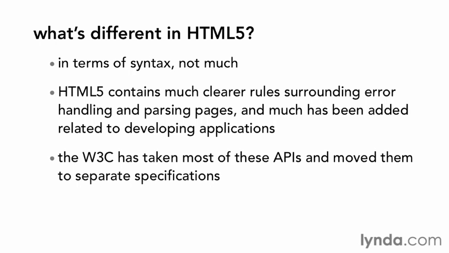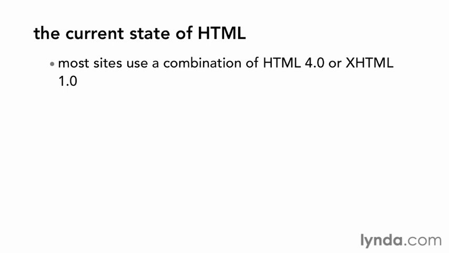Now, for the most part, the W3C has split all of those application-focused areas into their own specifications. So a lot of what you hear referred to as HTML5 is actually a collection of individual specifications. What does that all mean for you? For the moment, the bulk of sites online use either HTML 4.0 or XHTML 1.0.